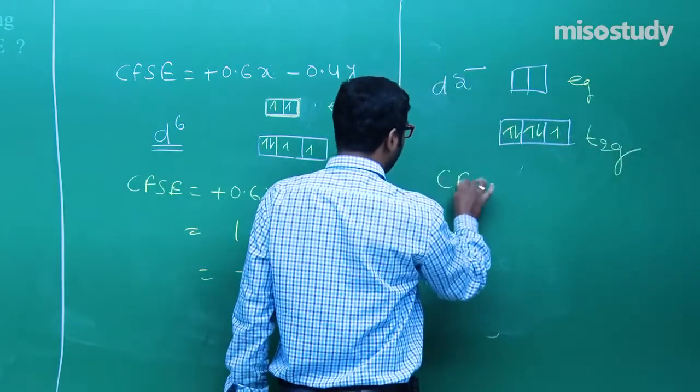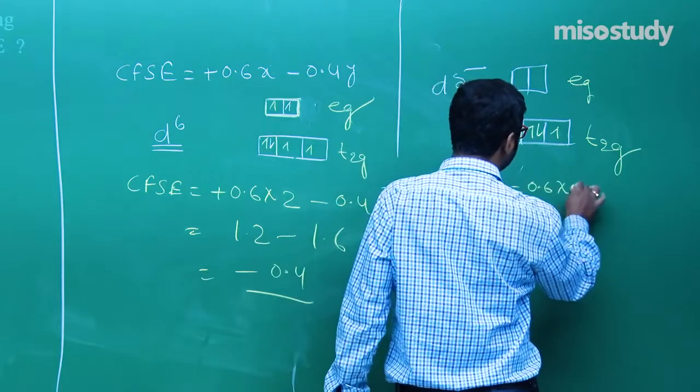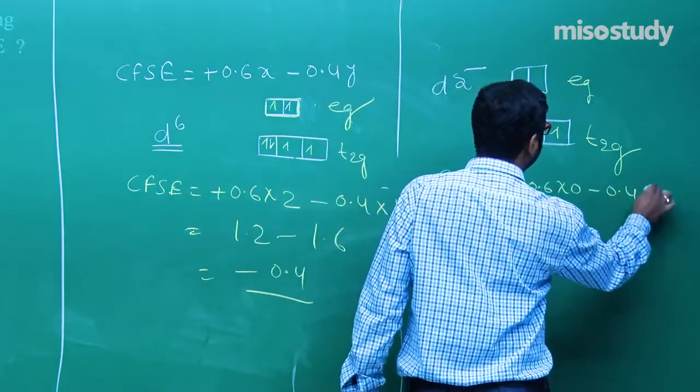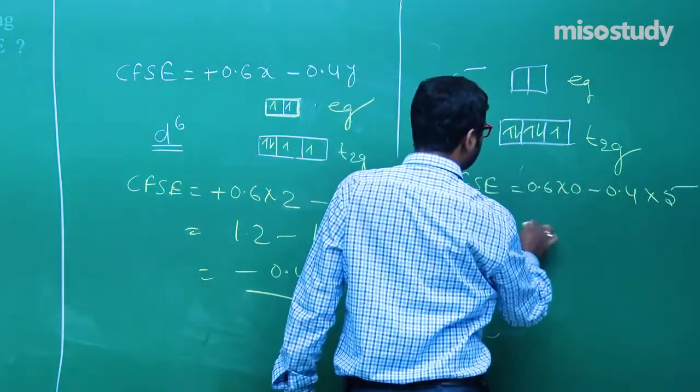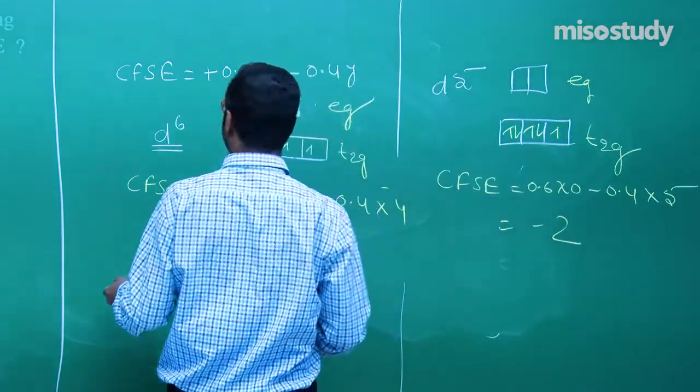What is the value of CFSE in this case? 0.6 into 0 minus 0.4 into 5, that is minus 2 here. Clear to you? Now next one, low spin D4.